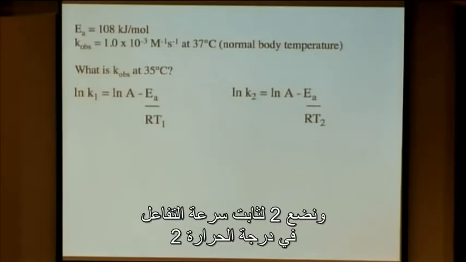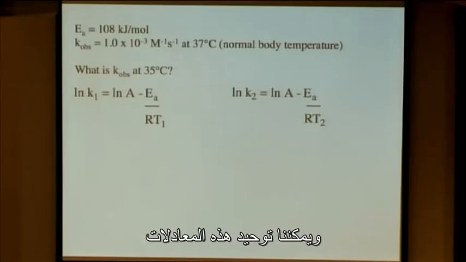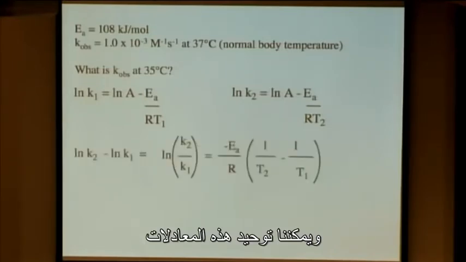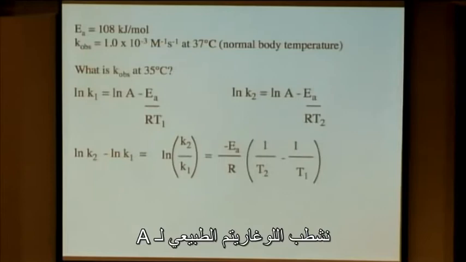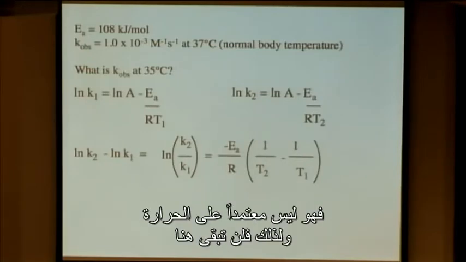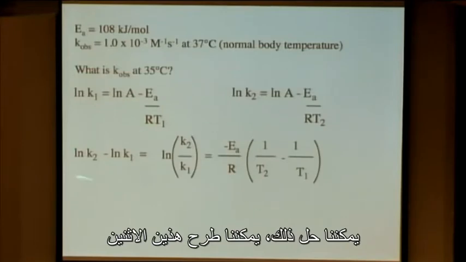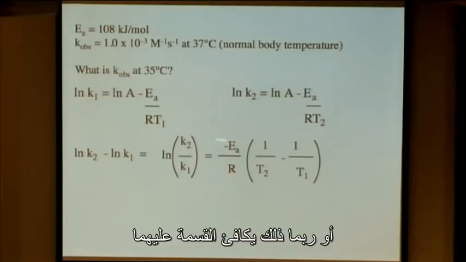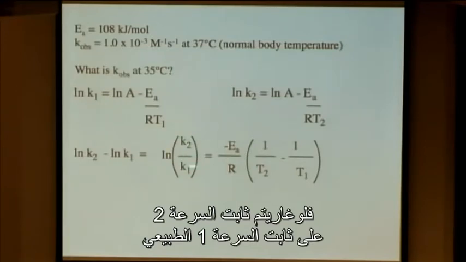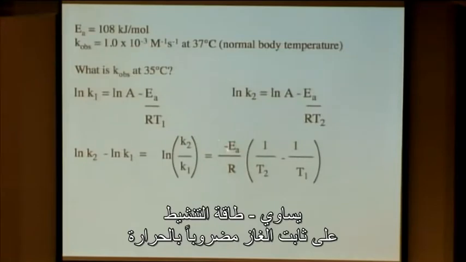Now we can combine these equations. Natural log of A cancels out. It's not temperature dependent, so it doesn't stay in here. And so we can subtract these two, or that's equivalent to dividing them. And so natural log of rate constant 2 over rate constant 1 equals minus the activation energy over the gas constant times this temperature term.